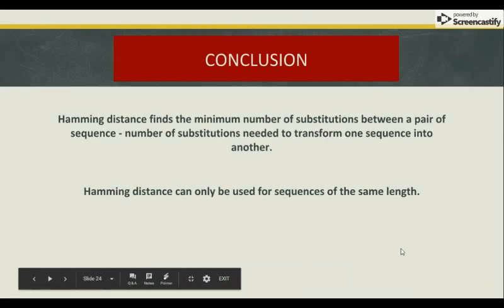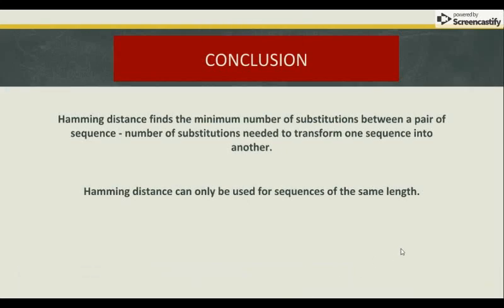So for the second question, we can conclude that Hamming distance finds the minimum number of substitutions between a pair of sequences, which, in other words, is the number of substitutions needed to transform one sequence into another, and that Hamming distance can only be used for sequences of the same length.